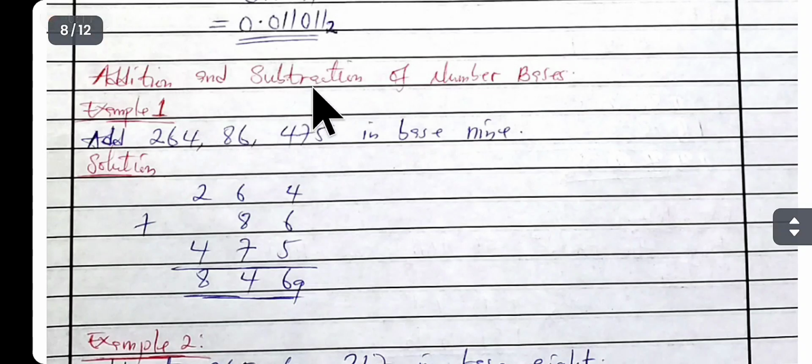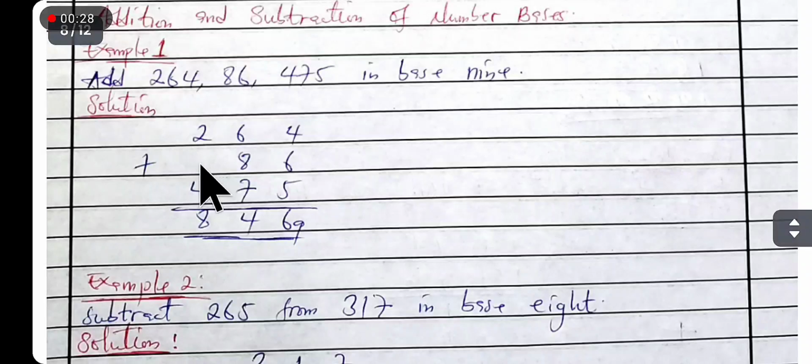This is addition and subtraction of number bases. How do you add? How do you subtract? Example 1: add 264, 86, 475 in base 9. All of these values are in base 9, and we want to add them in base 9. I have to arrange it like how we arrange hundreds, tens and units from primary school.